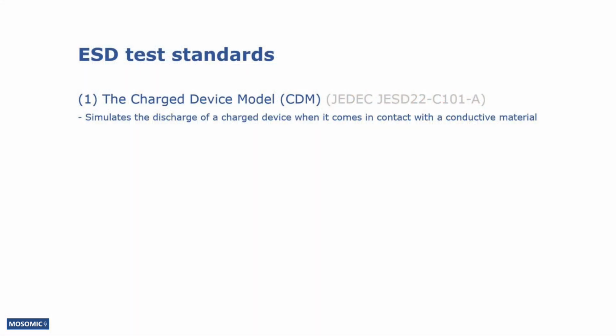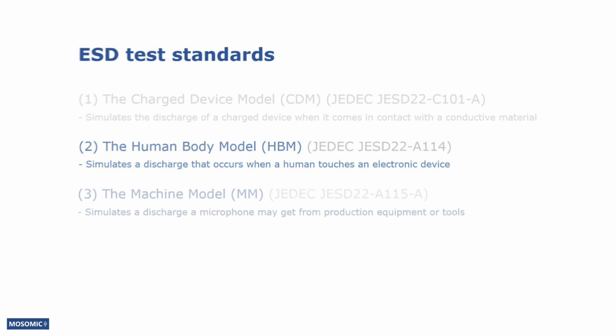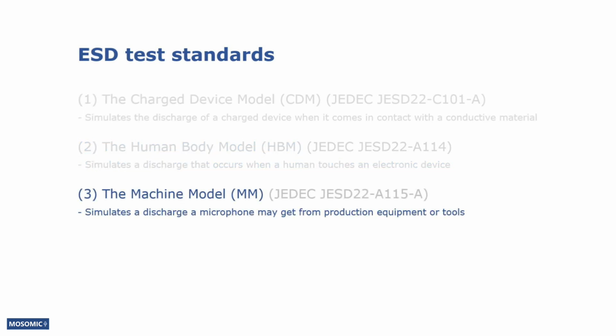The tests are based on semiconductor industry standards, and there are 3 common models used for the testing. The charged device model simulates the discharge of a charged device when it comes into contact with a conductive material. The human body model simulates a discharge that occurs when a human touches an electronic device. The machine model simulates a discharge a microphone may get from production equipment or tools.